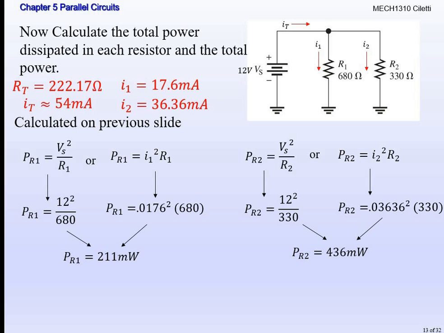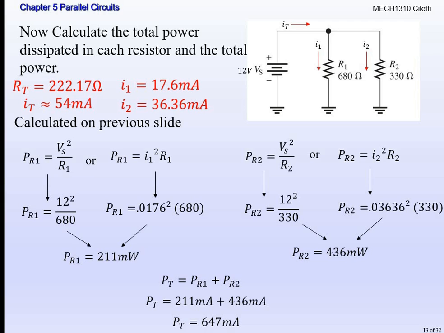Now, how do we get total power? Well, kind of like getting total current, the sum of the individual powers equals the total power. This is the part that's the same for series and for parallel. I can find the power absorbed in each resistor and then add them up. This is the only part where series and parallel are the same. So my total power is going to be the power through resistor 1 plus the power through resistor 2. So I take 211 milliwatts plus 436 milliwatts, and I get 647 milliwatts. So there's how we calculate total power.